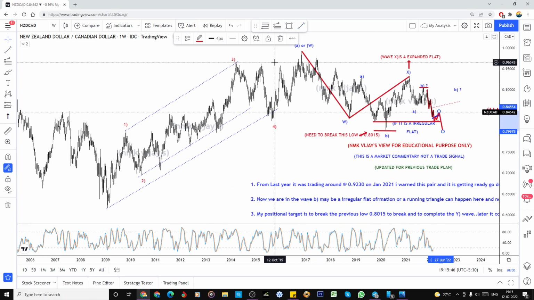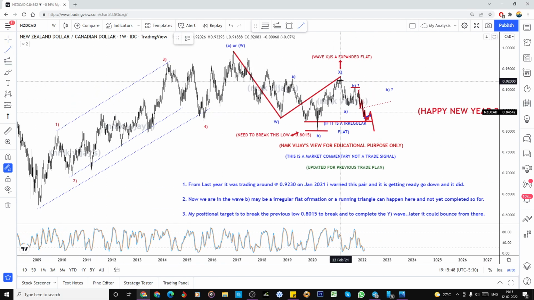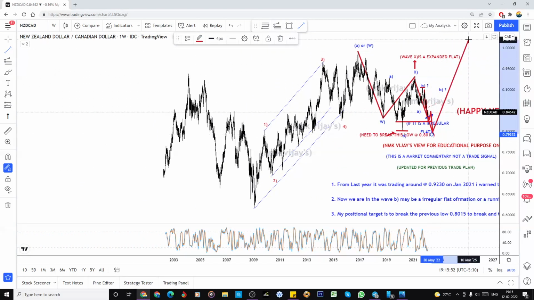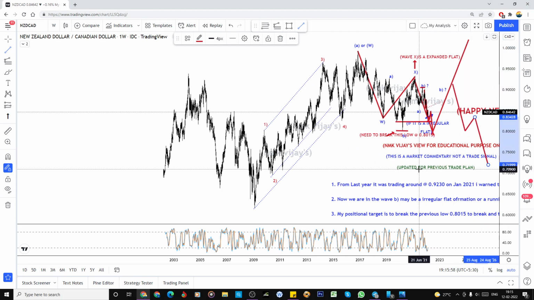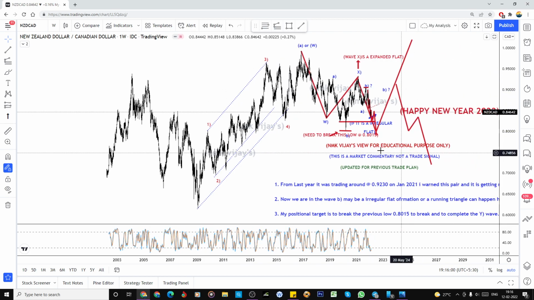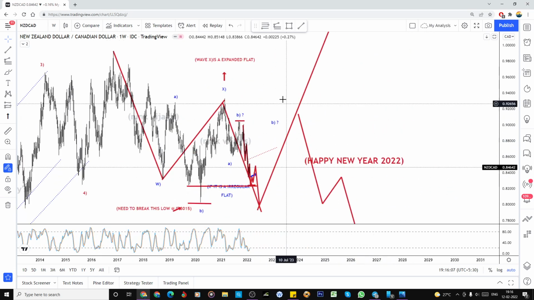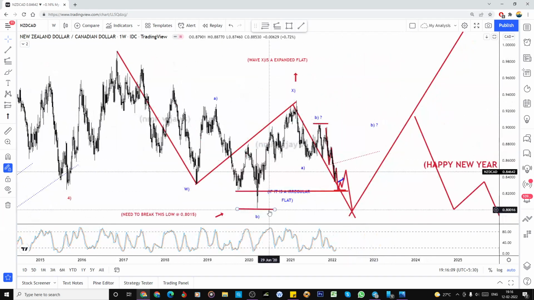So one simple correction in that 3-wave structure is completed. Whether from here it is going to shoot, or again there will be a connecting wave and after that one more 3-wave structure can also happen, then that will become a WXYXZ pattern. That we will see later. But for this, the target is to break this 8015.